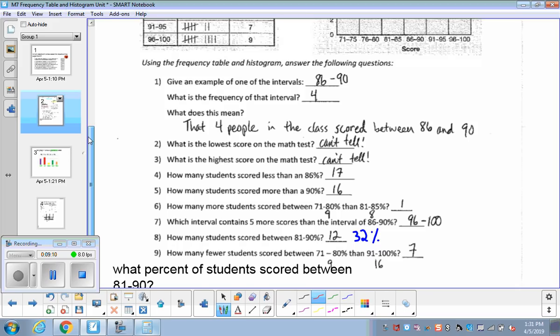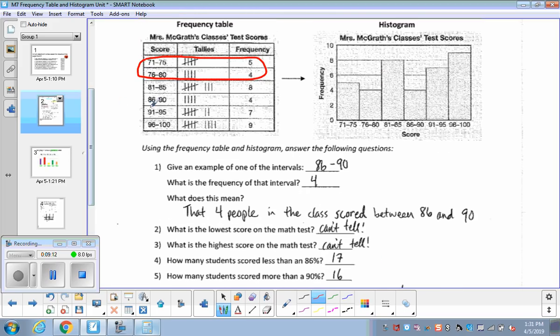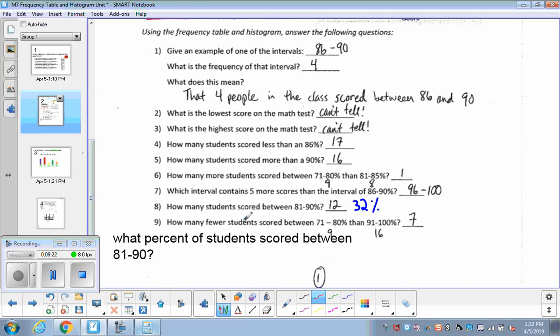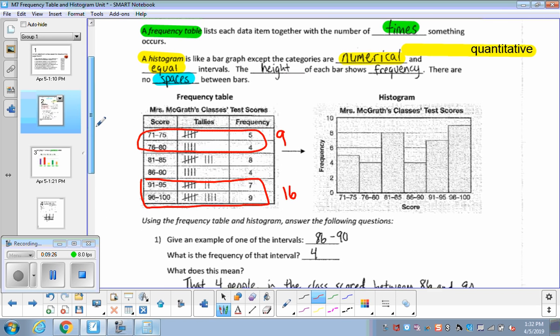was these 9. And then we're comparing to the 91 to 100 range. So 91 to 100 is going to be these 16. So we only have 9 kids in that group, and we have 16 here, and that's a difference of 7 kids. There were 7 fewer kids in this category than were in this category. And that's a good thing.